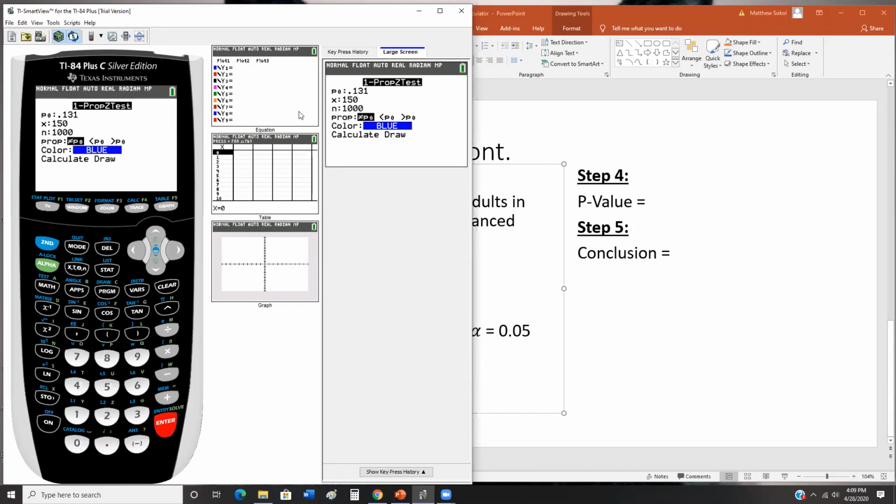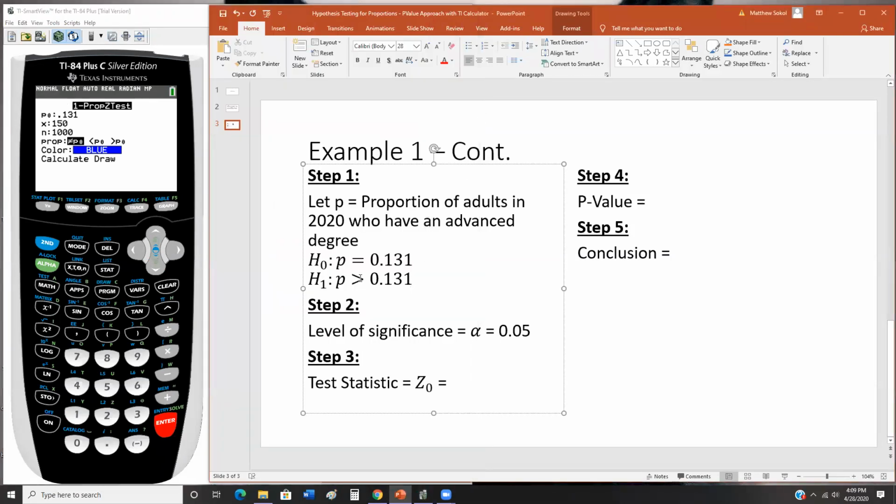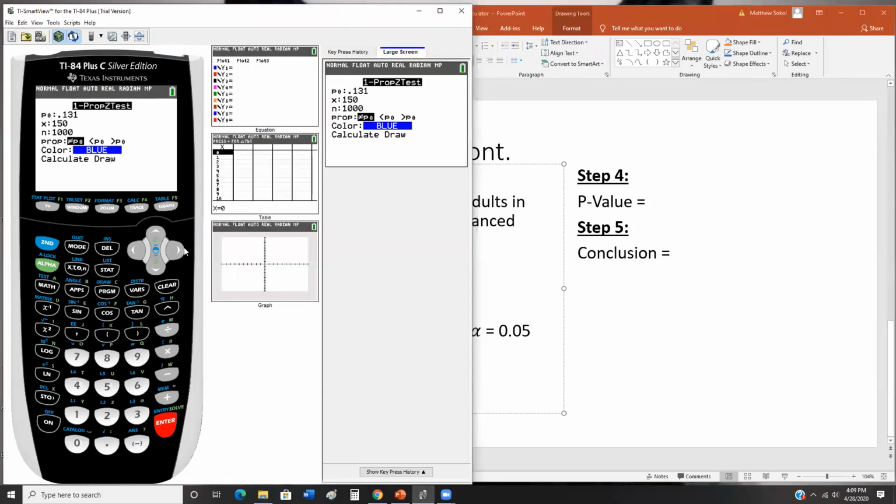Then you just have to scroll down here and change the test to match whatever sign you have here. So it's a right-tailed test. So I'm going to scroll over to here, hit enter. And then I'm just going to scroll down to calculate and hit enter.